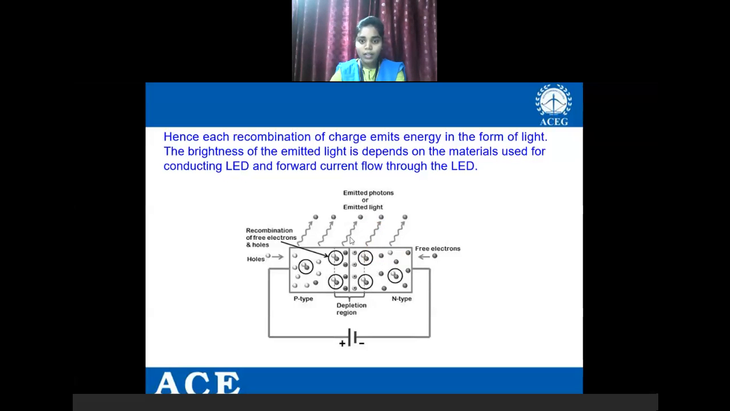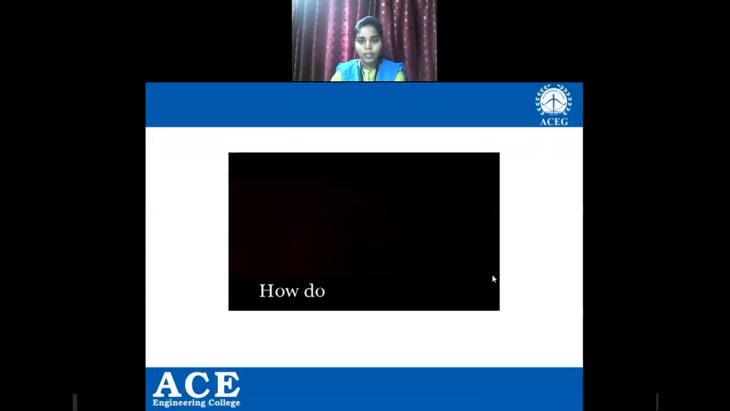Whenever our electron is going to combine with a hole, we can see the light with our eyes. So that is why this is known as what? Light emitting diode. This phenomenon, whenever an electron is combining with the hole, light is generated. This phenomenon of converting electrical energy into light energy is known as what? Electroluminescence. Clear?